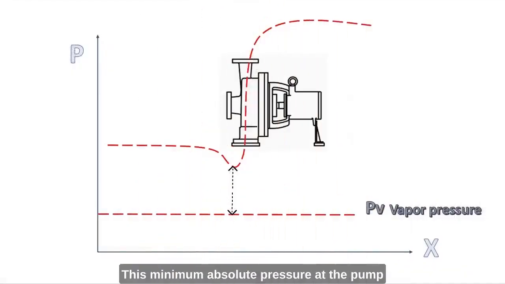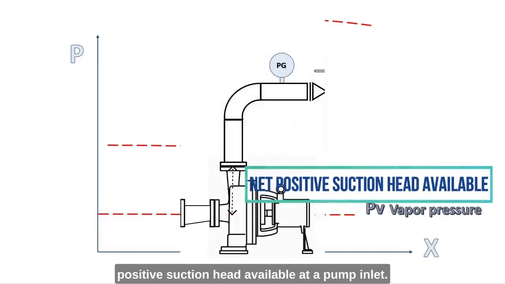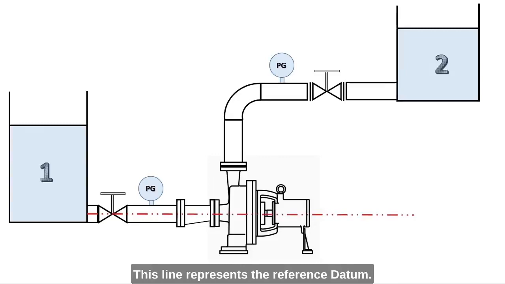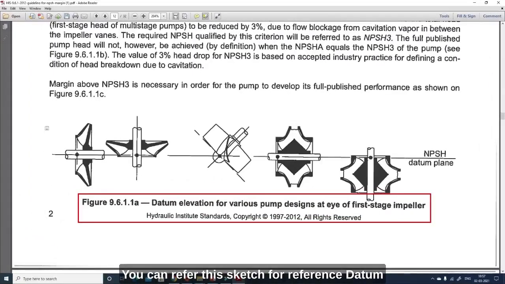This minimum absolute pressure at the pump inlet, which is above the vapor pressure, represents the net positive suction head available. Now, I will explain how to calculate net positive suction head available at the pump inlet. Suppose we have a pump which is taking suction from water tank 1 and supplying water to tank number 2. This line represents the reference datum, as you can see here. The reference datum line is passing through center line of impeller shaft. You can refer to this sketch for reference datum, which is given in Hydraulic Institute standard.